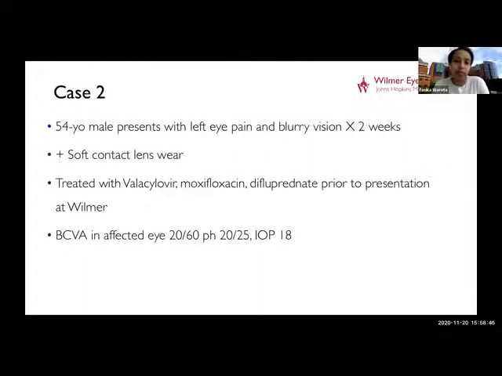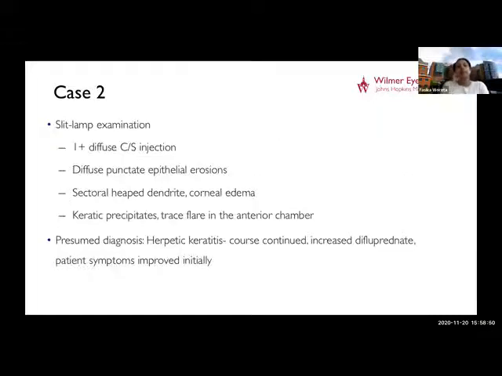So when the patient presented, the vision was 20/60. Unfortunately, I don't have a picture from right on presentation, but I'll show you what he looked like several weeks after initial presentation. But basically on exam, it was noted that there was a possible dendrite, corneal edema, keratic precipitates, and trace flare in the anterior chamber. So there was a presumed diagnosis of herpetic keratitis.